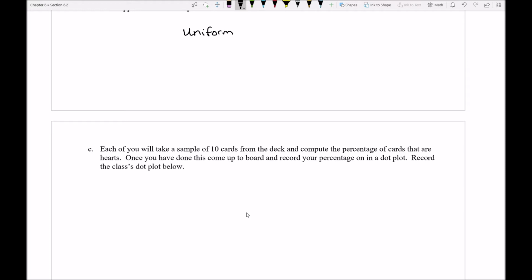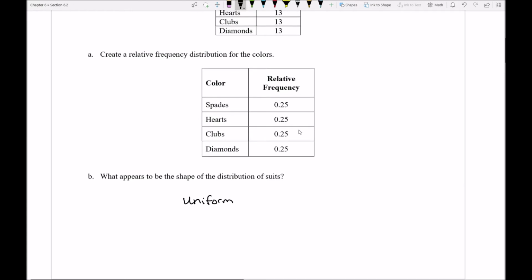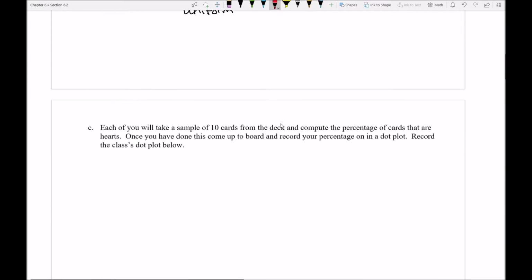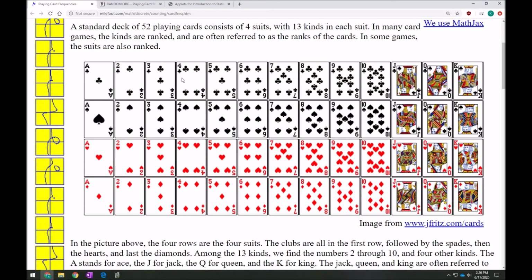Now immediately I can see my values of p and p hat coming into play here. In this case, if I look at the total percentage of cards in the deck, that value is 25%. So my value here of p is 25%. 25% of the cards in the deck are hearts. But what happens when I take small samples? Let's see what begins to take place here. I'm going to go back to my deck of cards and see what happens as I continue to take some samples.